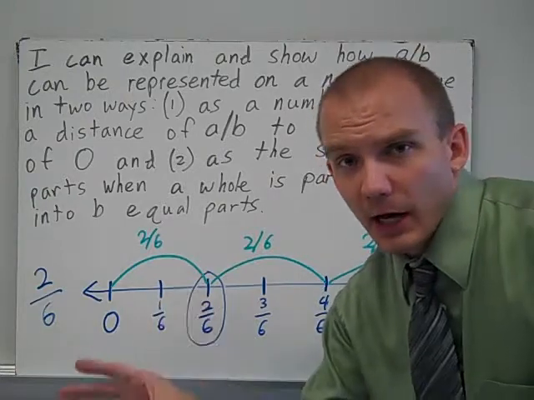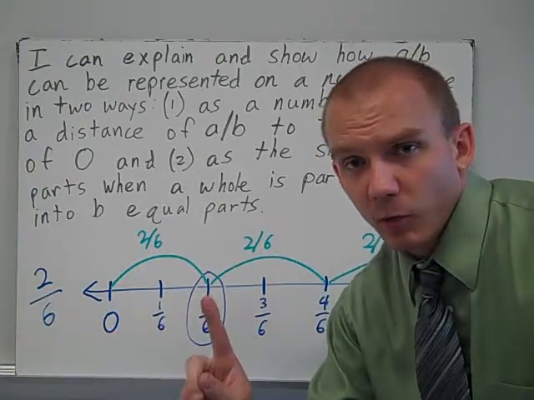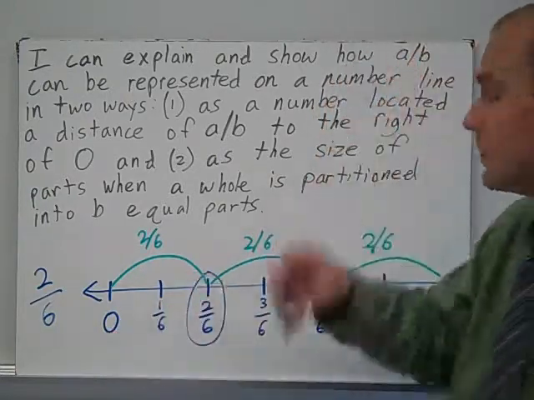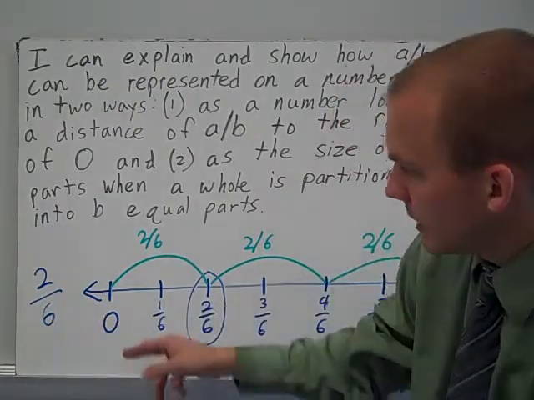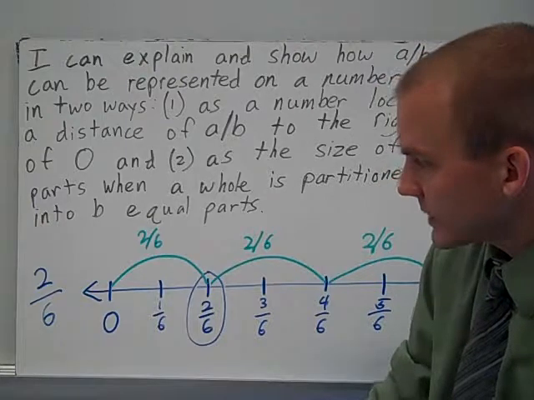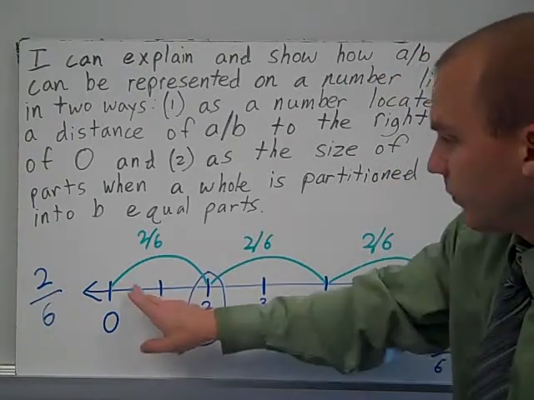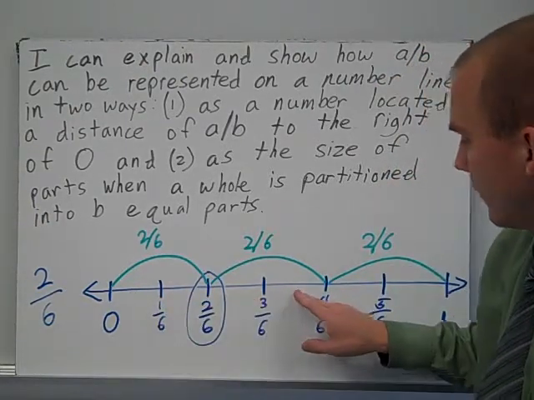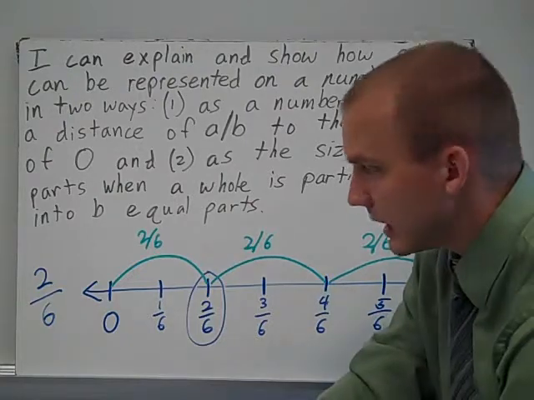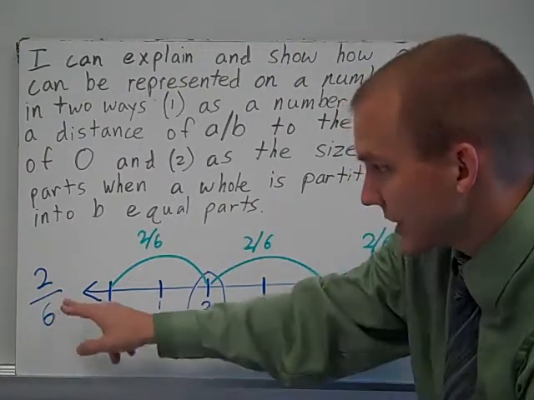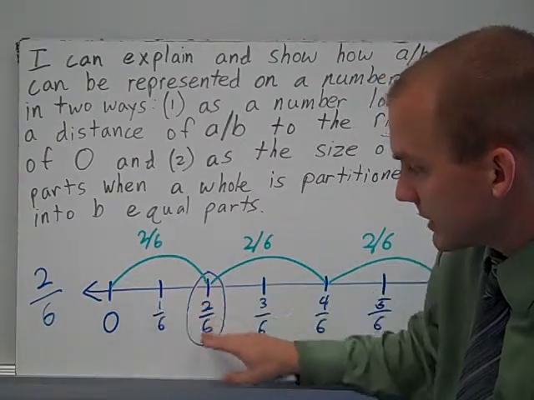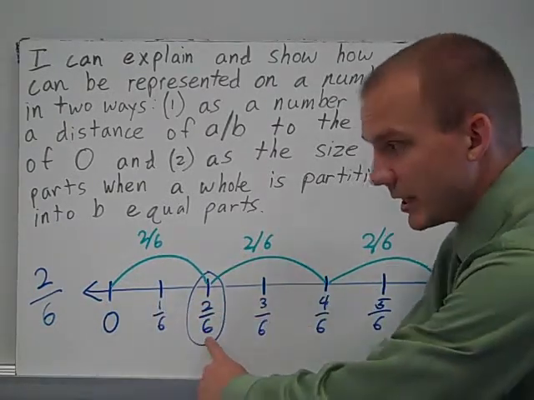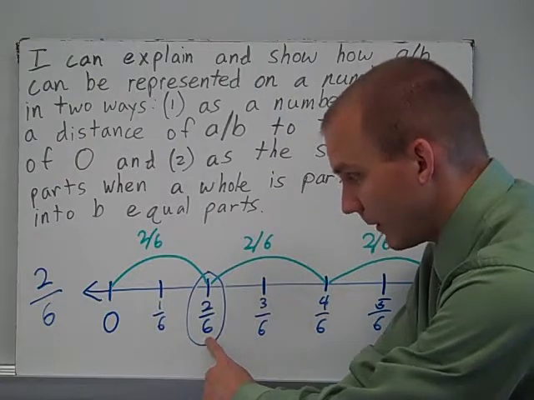The only thing we're adding on here is instead of having a numerator of 1, we can have a numerator of a, which means any number. Let's take a look at 2/6, where 6 is the number of equal parts between 0 and 1. So we have 1, 2, 3, 4, 5, 6 equal parts. Now, I want to represent 2/6 first as a distance to the right of 0. So I count in 1/6, 2/6. Right here is the distance to the right of 0.